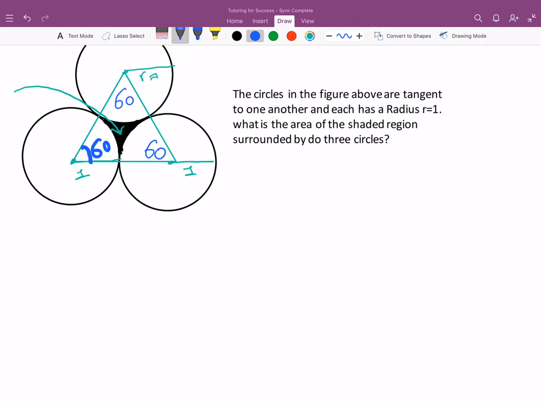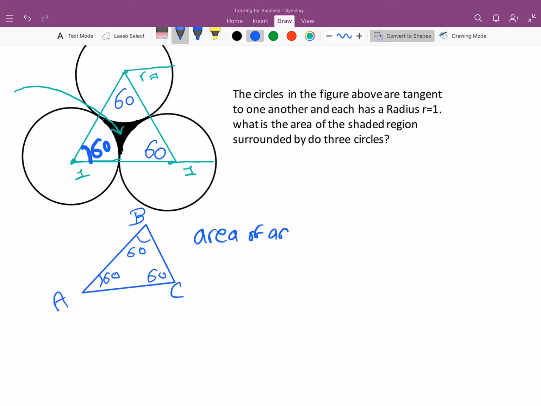So let's start formally. The easiest way to find this area is to look into this triangle. If you find the area of this triangle, it will be very easy for us to find the area of that region. So each angle here is 60 degrees. Let's say this is A, this is B, this is C. So the area of an equilateral triangle is given by S squared radical 3 over 4.